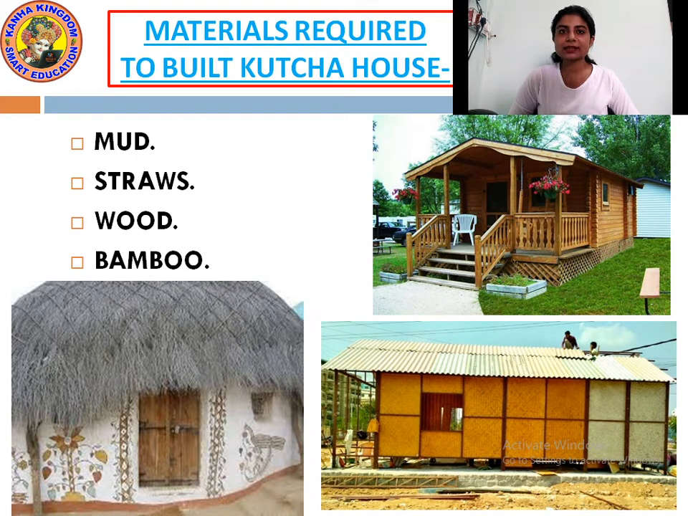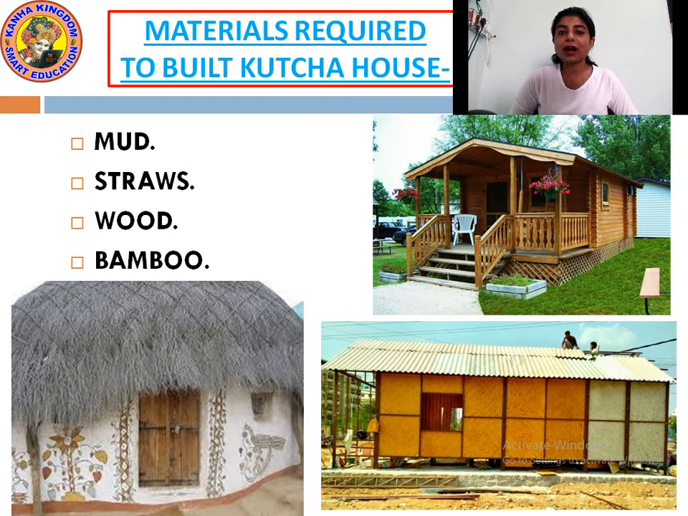Can you see the pictures? The house is made up of wood and bamboo. The tins are there in the KUTCHA house. No roof is there, no concrete roof is there. Yes or no? Then you have houses made of mud and the roof is made up of straw.